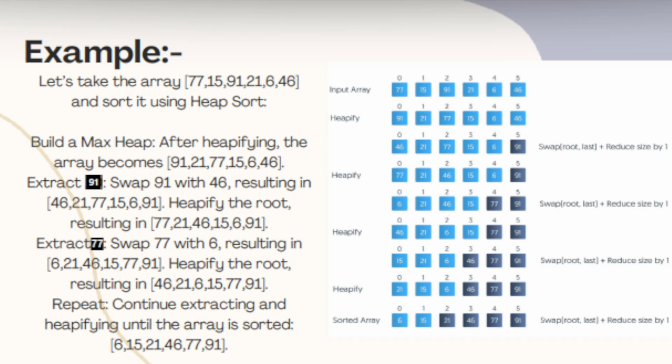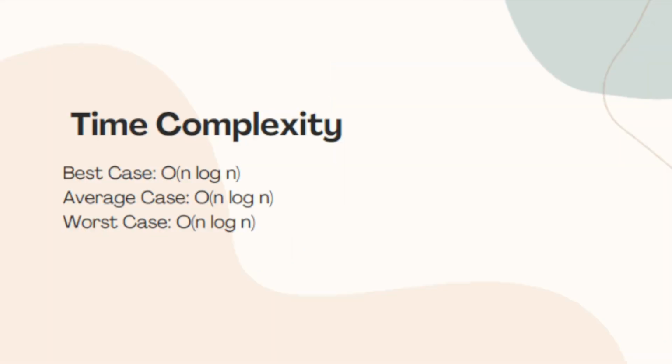Now see the time complexity. One of the strengths of heapsort is its guaranteed O(n log n) time complexity, regardless of the input. Here's how it breaks down. The best case, average case and worst case time complexity of heapsort is O(n log n). Heapsort is a reliable sorting algorithm for large datasets due to its consistent performance.